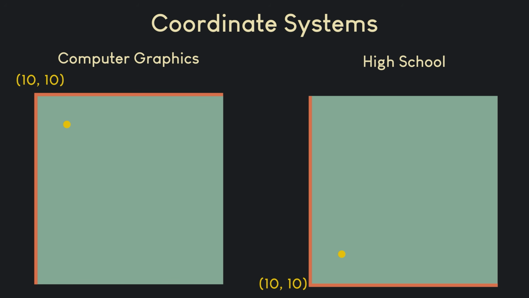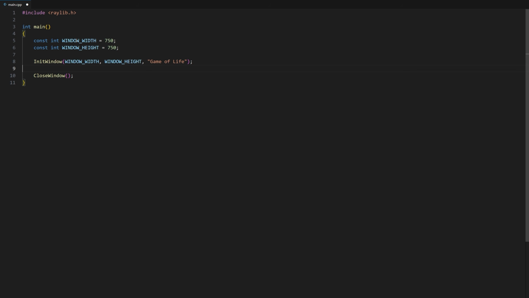This means that a point at 10, 10 will be located 10 units to the right and 10 units down from the origin. We will be using the top left corner coordinate system today. That's why it is important to understand the differences between these two coordinate systems. The basic setup of our simulation is ready. Let's now work on the simulation loop.